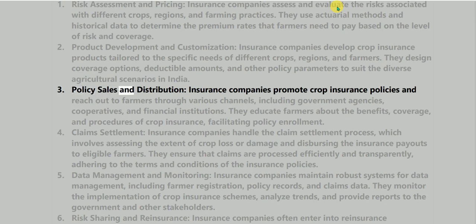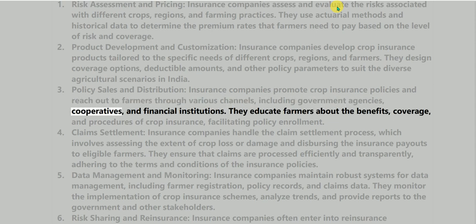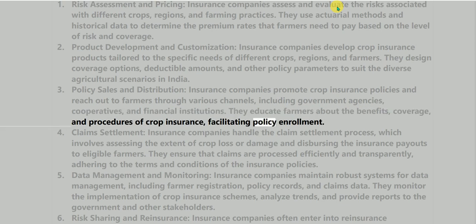3. Policy sales and distribution. Insurance companies promote crop insurance policies and reach out to farmers through various channels, including government agencies, cooperatives, and financial institutions. They educate farmers about the benefits, coverage, and procedures of crop insurance, facilitating policy enrollment.